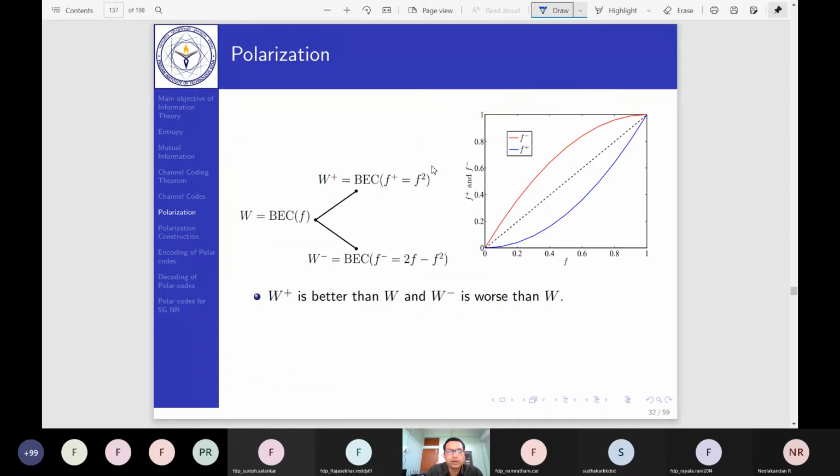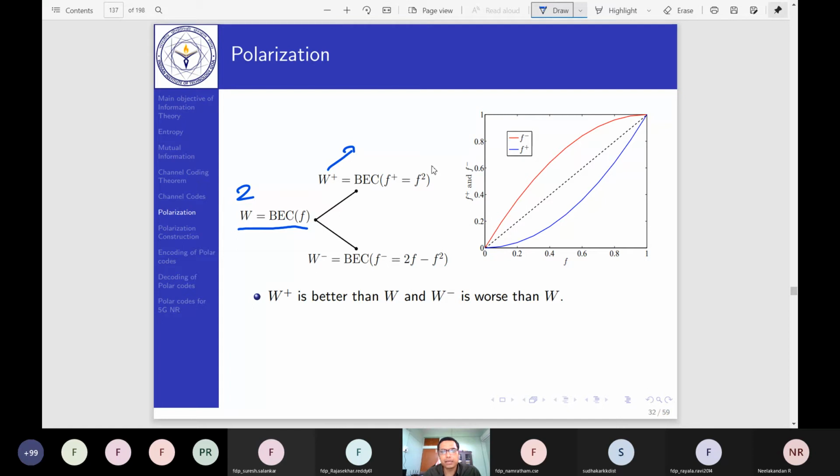So what have we got? We started with a binary erasure channel with erasure probability F, two copies of the same channel. Out of these 2 channels, we have created one channel W minus and another channel W plus. W plus is shown at a greater height than W to signify that W plus is better than W, and W minus is put at a slightly lower height compared to W to signify that W minus is worse than W.